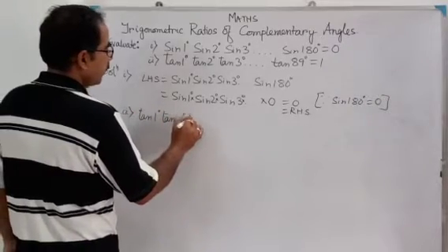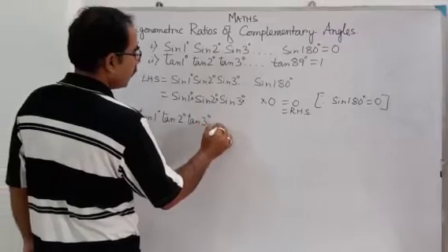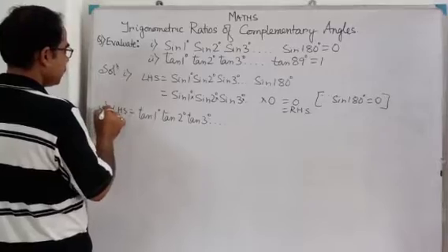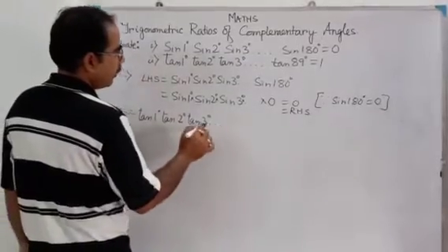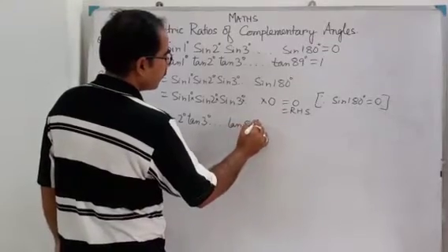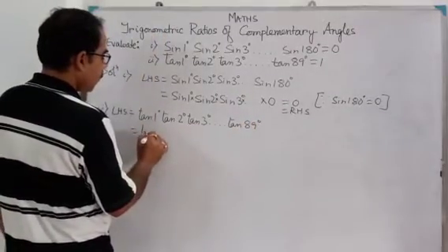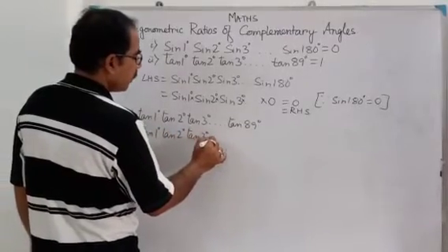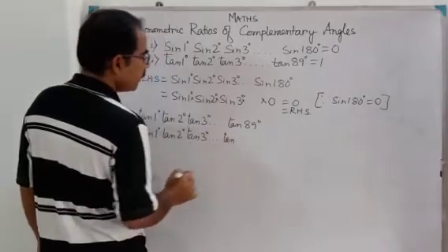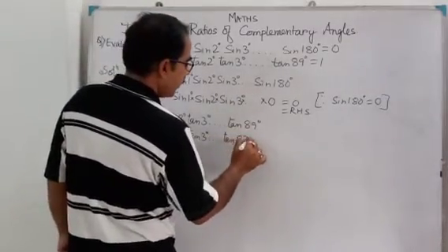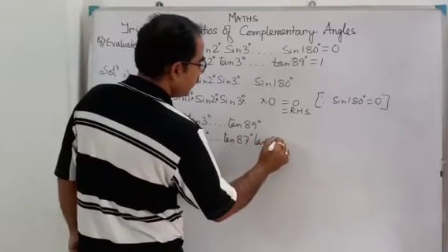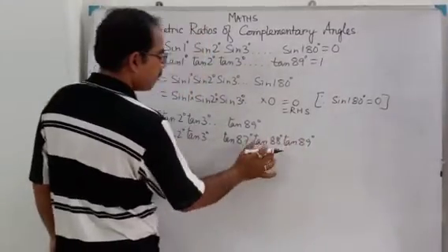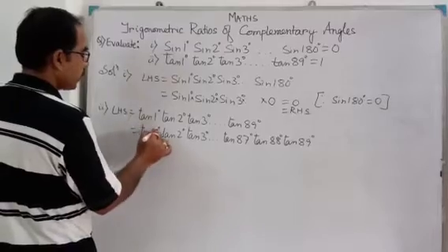Next one, tan 1 degree, tan 2 degree, tan 3 degree, dot dot dot. This is also LHS. So LHS equal to number 2, tan 1 degree, tan 2 degree, tan 3 degree, dot dot dot, tan 89 degree. Okay. So that is equal to tan 1 degree, tan 2 degree, tan 3 degree, dot dot dot, tan 87 degree, tan 88 degree, tan 89 degree. I have written 2 more so that it will be more clear to you.